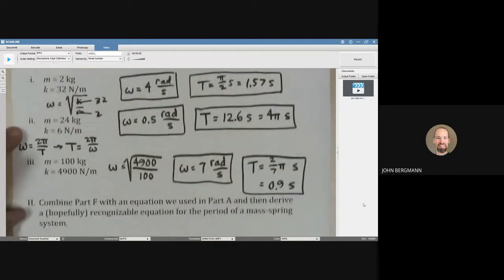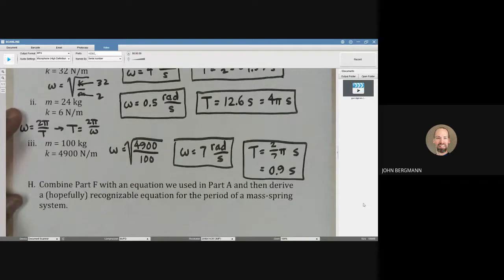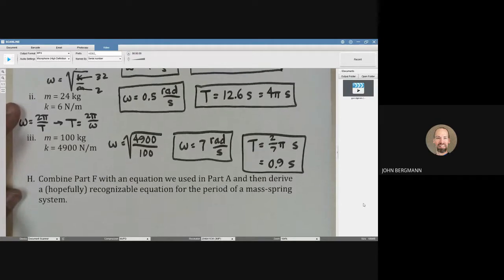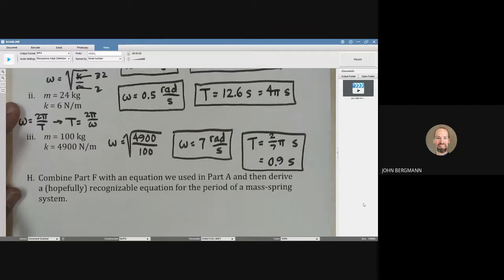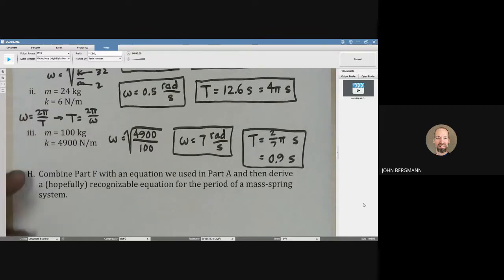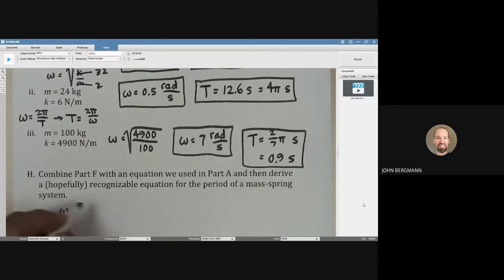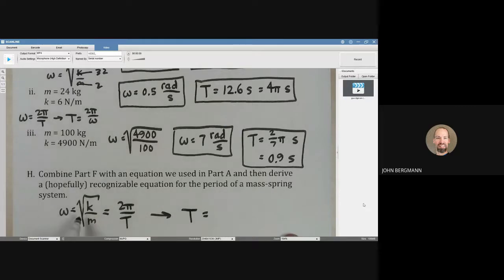All right, let's combine part F with an equation we used in part A and derive a hopefully recognizable equation for the period of a mass spring system. Actually, I think we have both of these equations in here, don't we? That omega is the square root of k over m, but it's also 2 pi over T. If we solve that for period, what does that give us? Put that over there. 2 pi times the square root of m over k. You check and make sure I've done that correctly.